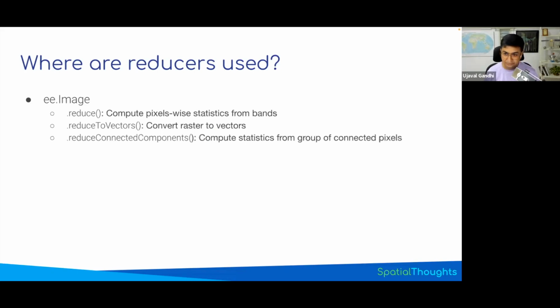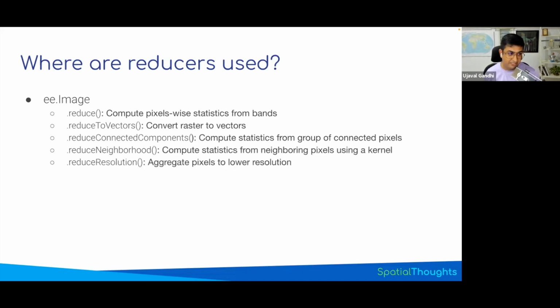and you can choose which reducer makes sense for that particular application. There's reduceConnectedComponents, for when you want to do some object-based analysis: you find a group of pixels and say, for each group of pixels, I want to compute some statistics. reduceNeighborhood: all the kernel operations are implemented in Earth Engine as the reduceNeighborhood function. reduceResolution is an aggregation function. You have a high resolution raster and you want to aggregate it to lower resolution. So you want to match Landsat and MODIS: you will aggregate Landsat to MODIS resolution. Or you have population data and you want to aggregate it to climate pixel size, right? So when you want to match pixel sizes and aggregate, this is the function that you use.